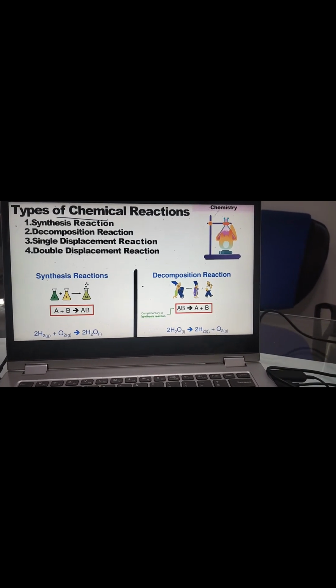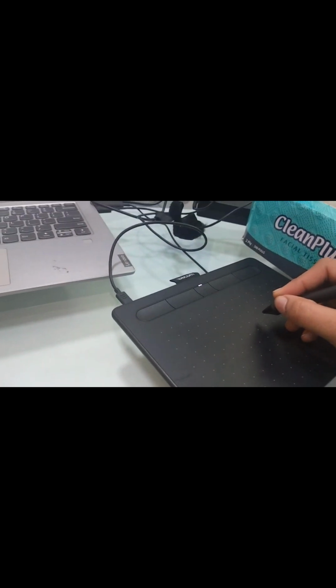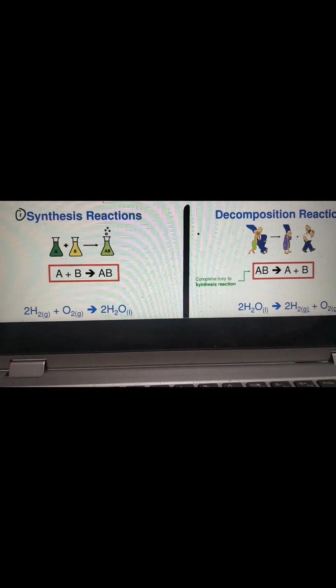So we have 4 types of chemical reactions. In this, the first is synthesis, second is decomposition reaction, third is single displacement, and this is my double displacement reaction. So starting with the synthesis reaction, this is my first reaction, synthesis.